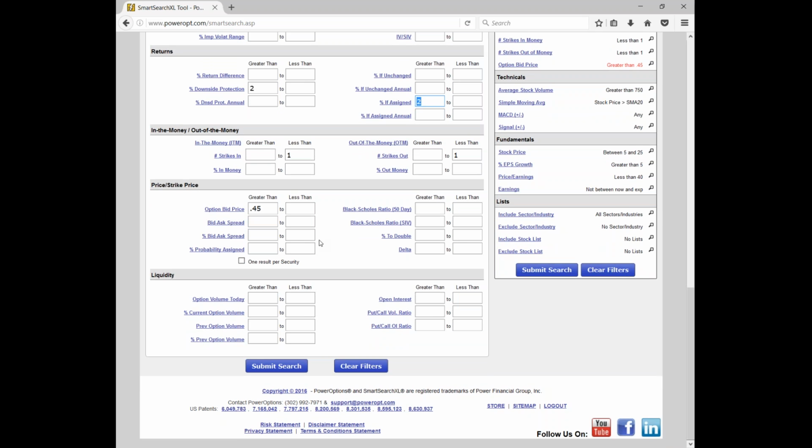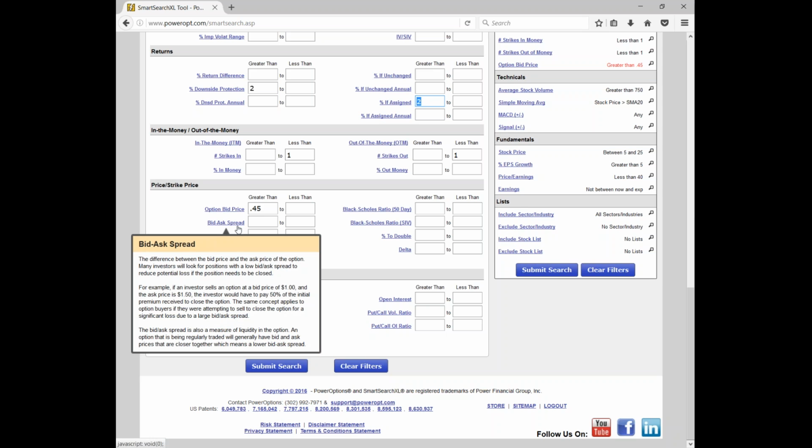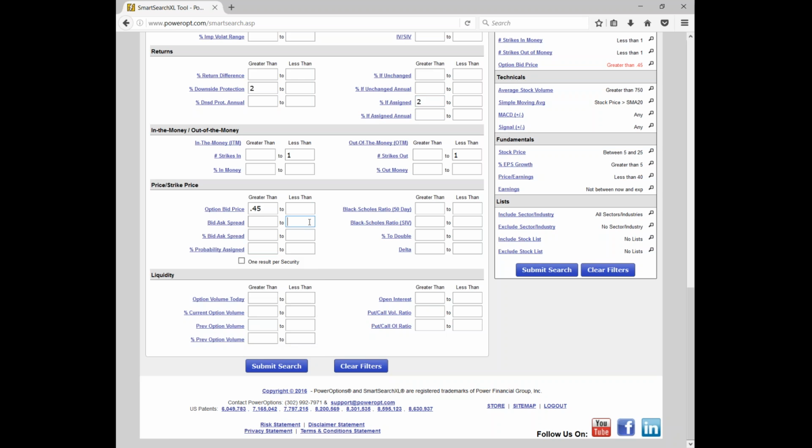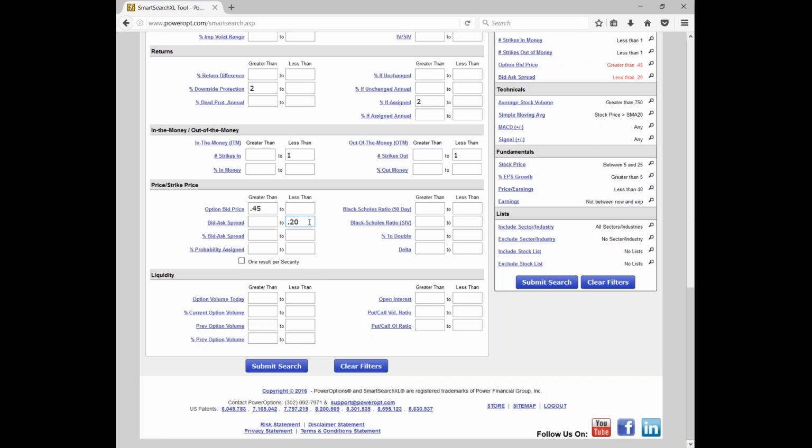All right. For those of you that like to focus on less volatile positions, maybe that have a shorter bid-ask spread, you can limit the bid-ask spread field here for the call option you're looking to sell. So if you want to make sure the bid-ask spread was less than 20 cents or less than 15 cents, we'd enter that here. You can also do it by percent bid-ask spread. What that relates to is the amount of the bid-ask spread related to the option premium itself.